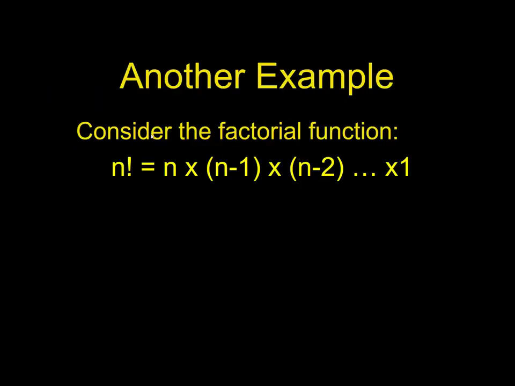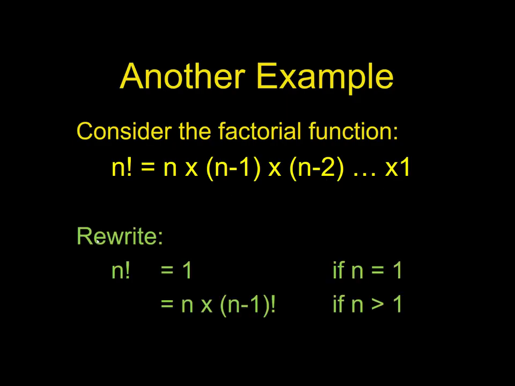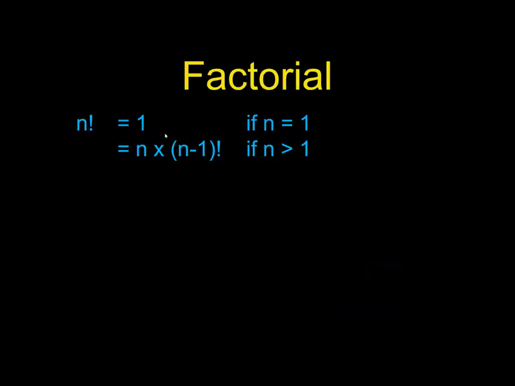Now we see the standard example of recursion, the factorial function. N factorial is equal to n times n-1 times n-2 all the way until 1. So if you rewrite this into a recursion, n factorial is just 1 if n is 1. Otherwise, it is equal to n times n-1 factorial if n is larger than 1. So this is the definition.